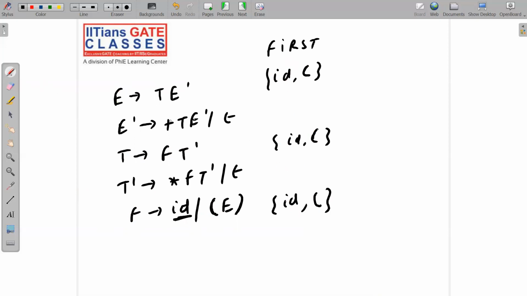Yeah, everything is over. Now see first of E dash. That is very, very simple. Plus is the terminal symbol, null also. So plus and null, that will be the first. Of course, I do not repeat these things. Null and star and null. So please note it down: first of T dash is star as well as null. That's it. I am jumping to next slide now.